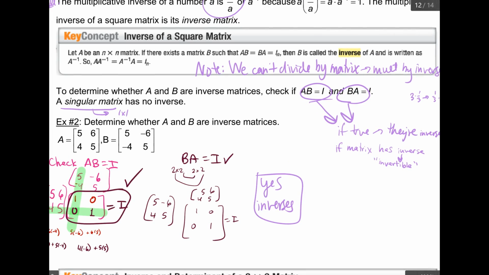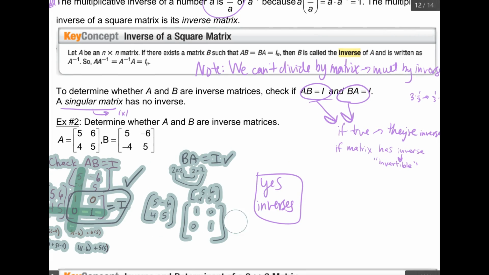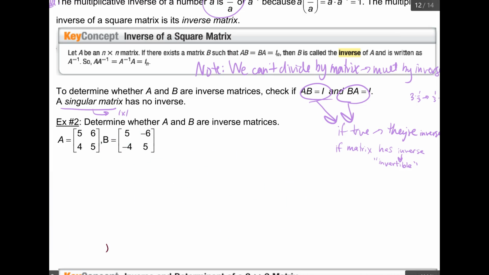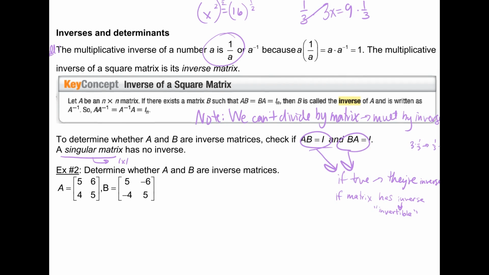Let me erase this first part. All right, so this is about where you left off. Okay. So you can't divide by a matrix, so you can multiply by the inverse.